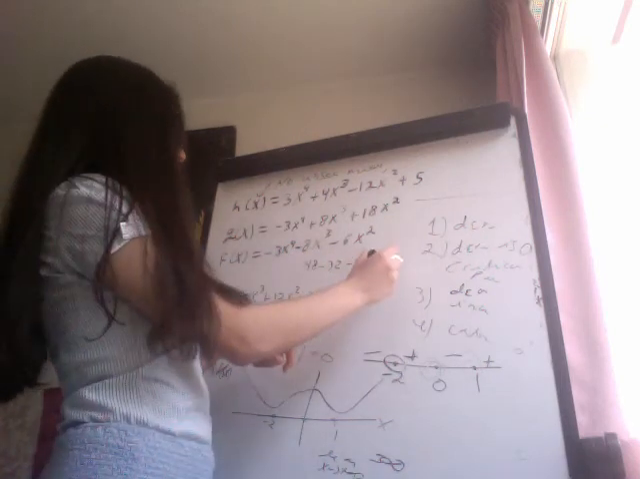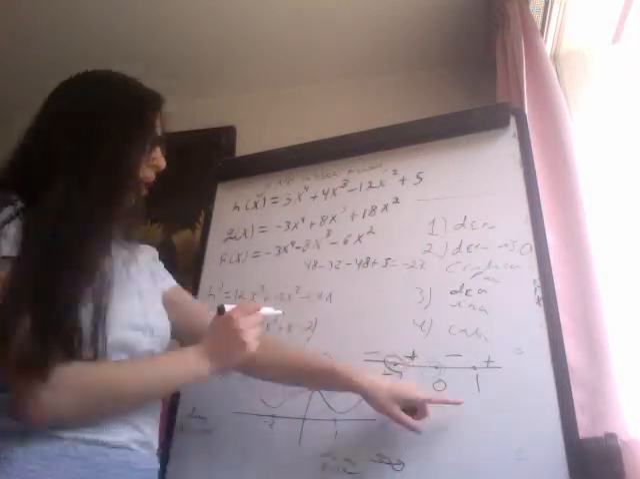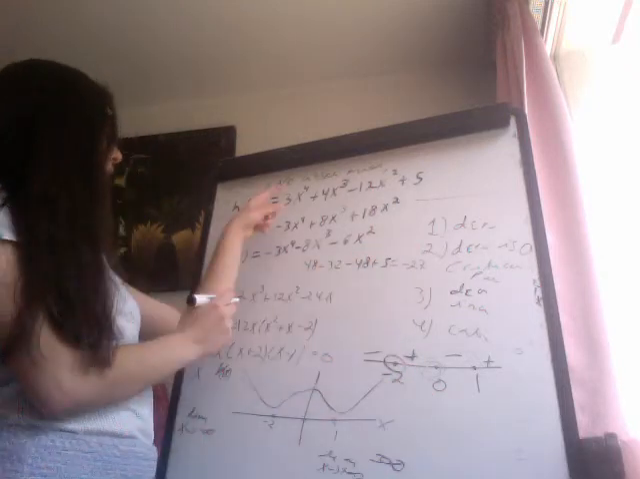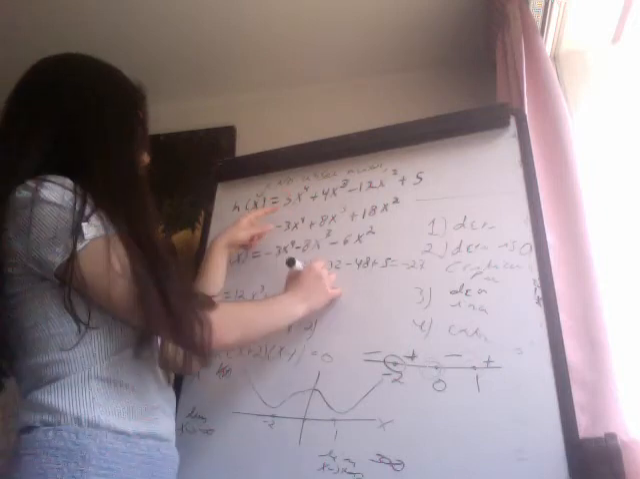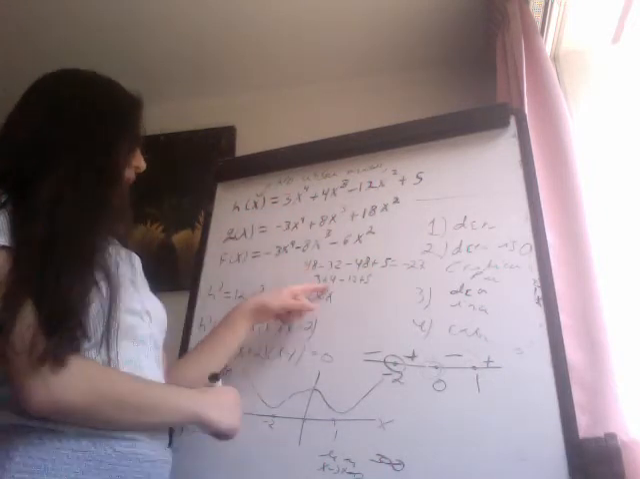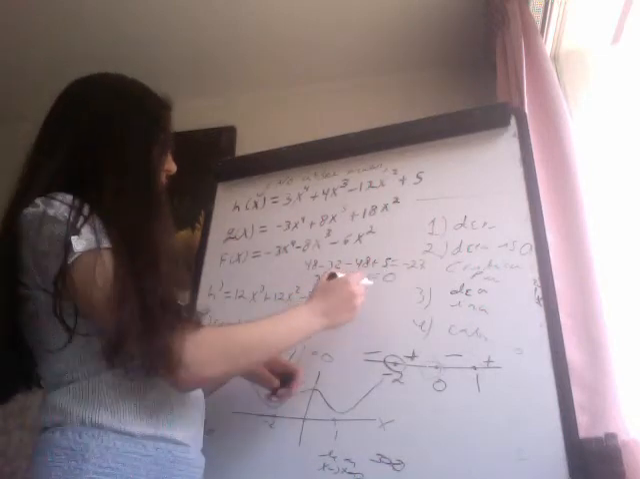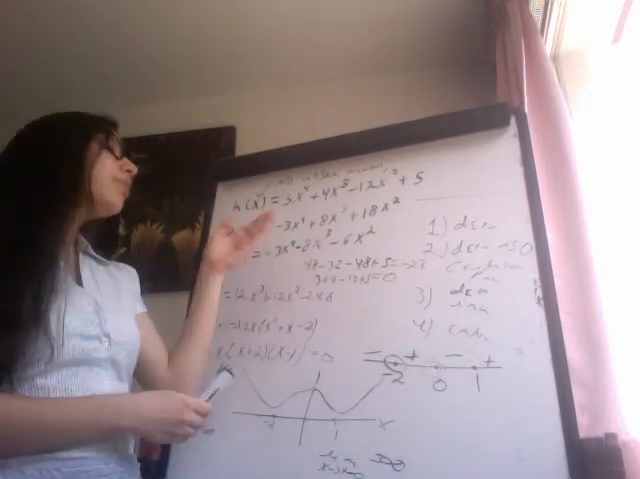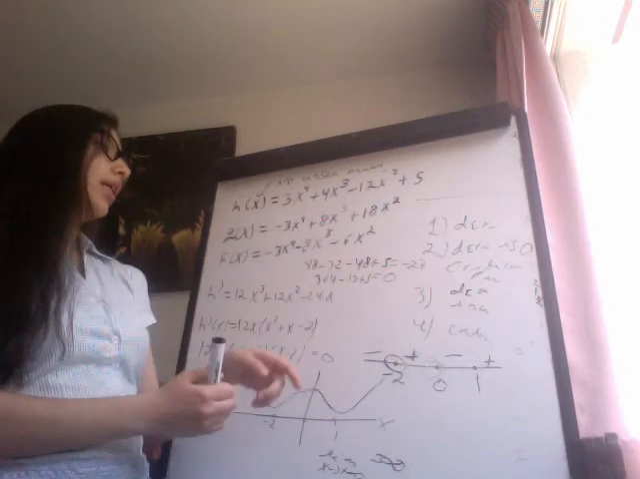So this is negative 27. And now when x is equal to 1, it would be 3 plus 4 minus 12 plus 5. It would be 7 plus 7, it would be 0. So the absolute minimum is negative 27.